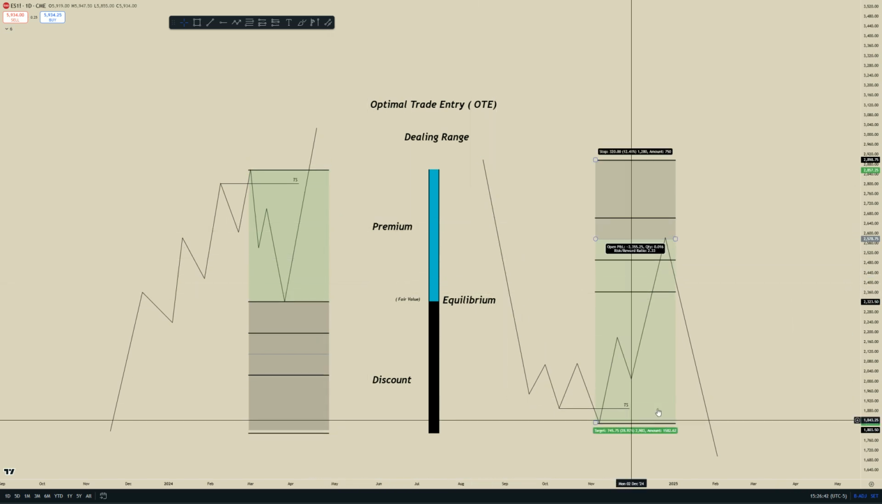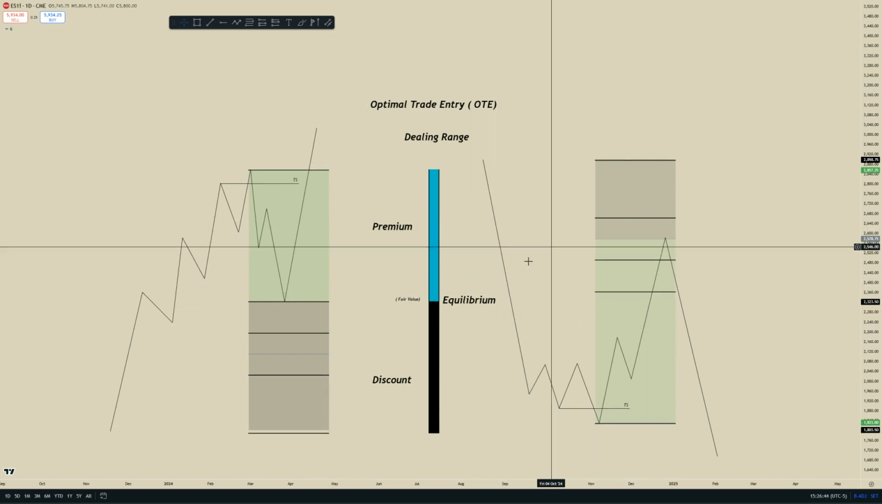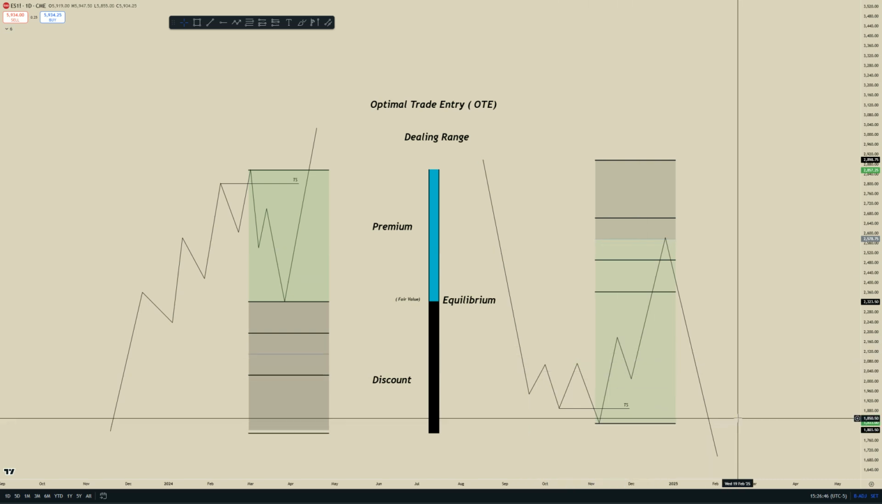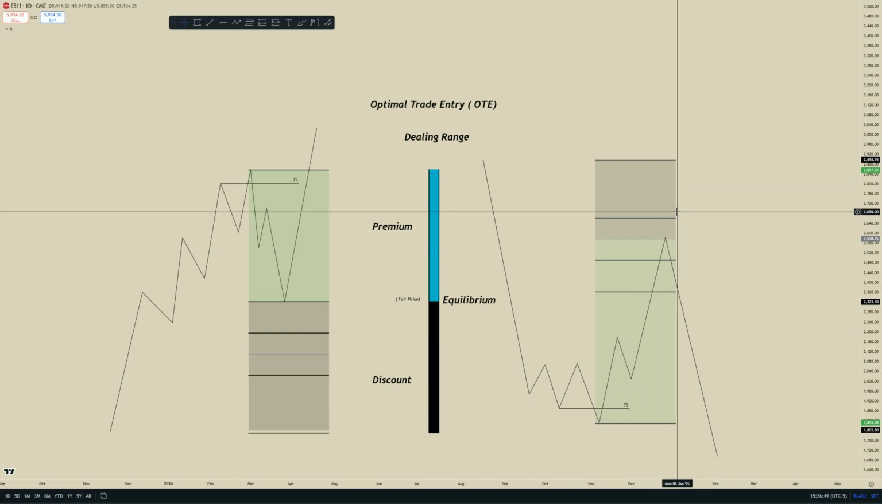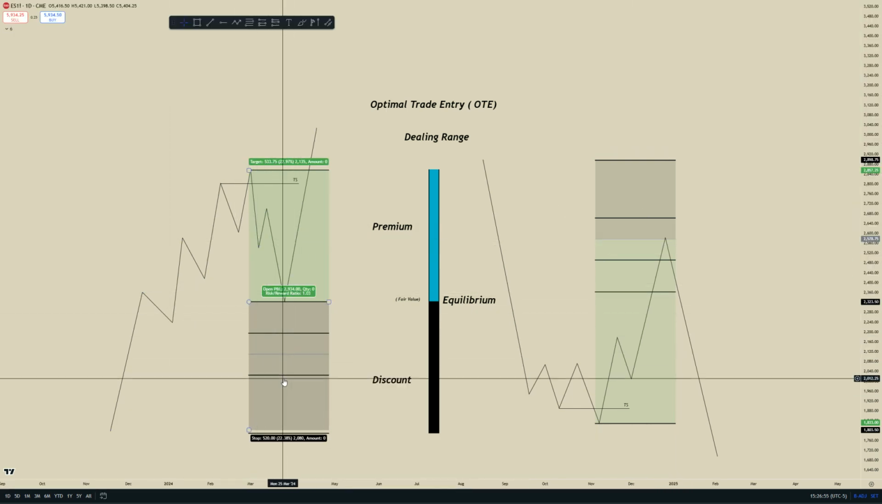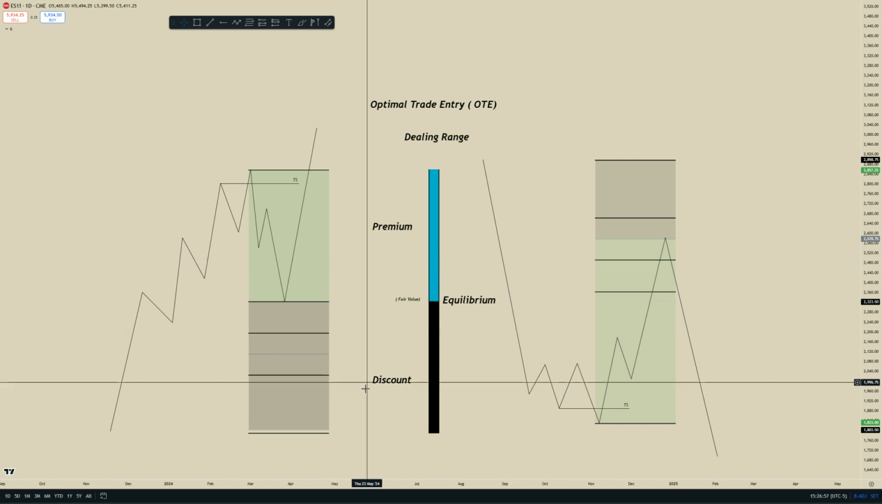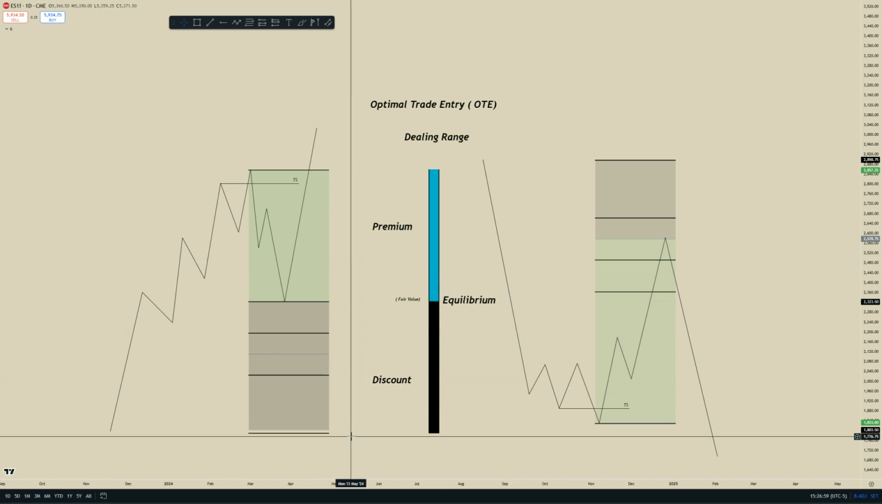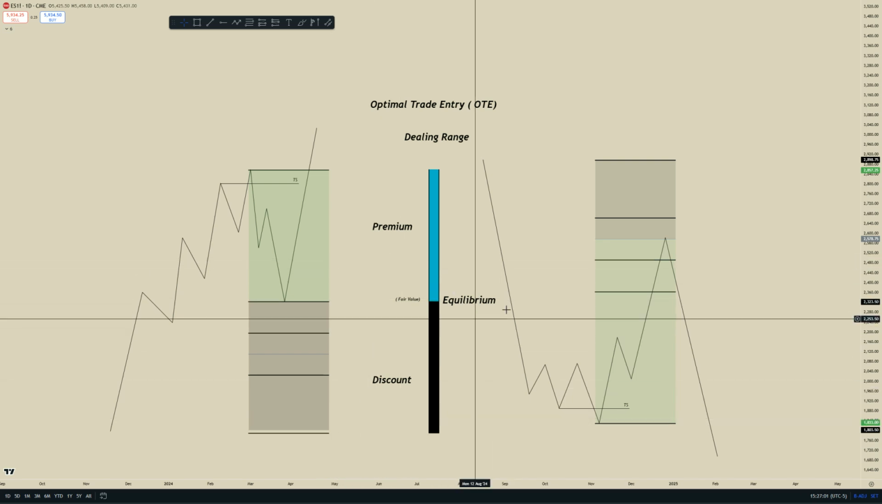So when you are looking for a short position or you're trying to sell the market, you're going to want to enter as high as possible, giving you the highest RR that you can. And if you're looking for a long position, you're going to enter as low as you can, or at least to equilibrium, to maximize your RR potential. I have a few examples for you guys.